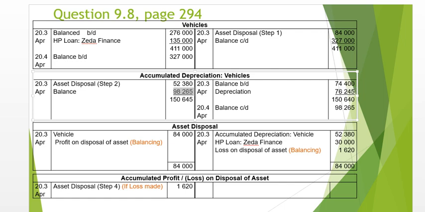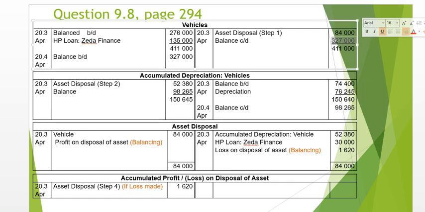So if we balance out our accumulated depreciation account, then it will balance out on the debit side. So the 1st of April 2004, our balance brought down from the previous year will then be 98,265 Rand. Same with vehicles. If we balance it out, our balance will be on the credit side. And then on the 1st of April 2004, our balance brought down from the previous year will then be 327,000 Rand.